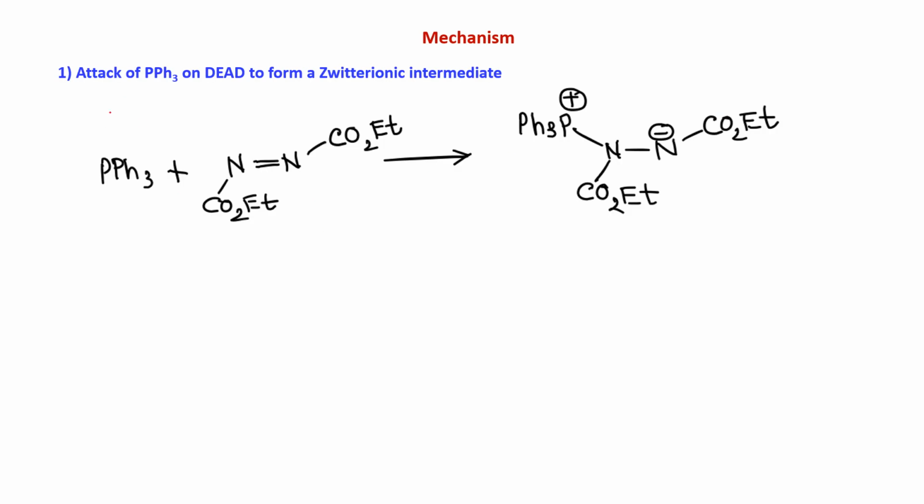The first step is the attack of PPh3, triphenylphosphine, on DEAD, that is diethyl azodicarboxylate. Suppose it is attacking here; now this double bond is broken, the negative charge is over the second nitrogen and phosphorus is now positively charged. So this is a zwitterionic intermediate, because within the same molecule you have a positive charge as well as a negative charge.